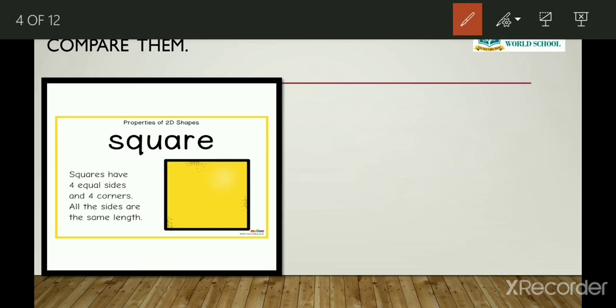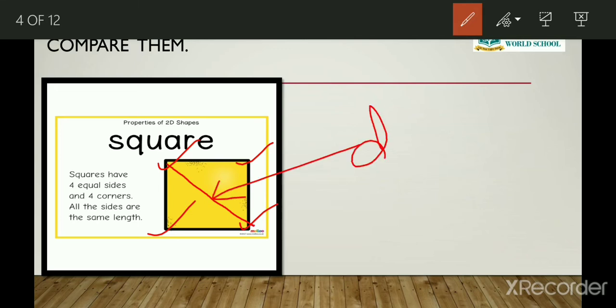How many corners are there in a square? Corner 1, corner 2, corner 3, corner 4. So 4 corners are there, right? And when we draw a line from one corner to its opposite corner, this line is called a diagonal.